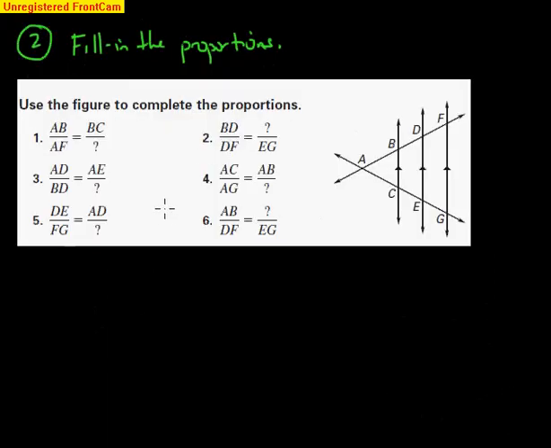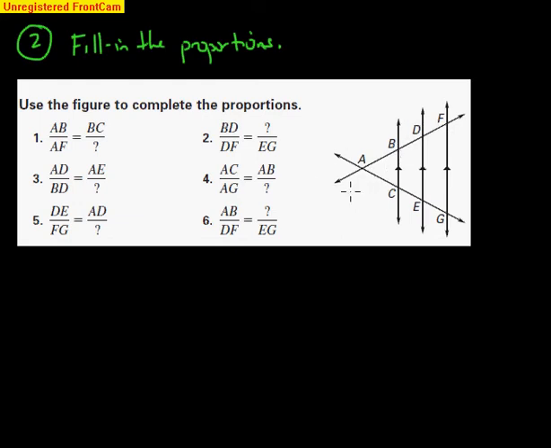Okay, so we're going to take a look at this problem here where we have to use the figure on the right to fill in each proportion. Okay, so remember we're using similar triangles here and the triangle proportionality theorem as well. All right, so AB over AF. AB is this side over AF. So we're strictly on the sides.